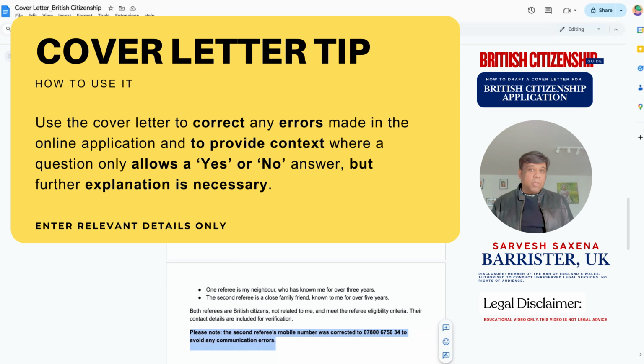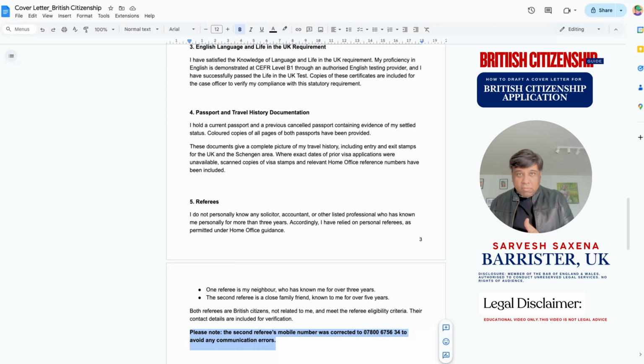You still have an opportunity to give the context or correct that information through the cover letter, because first you fill up the application form, then you pay the fees, and then you submit it. Once you submit it, you get an opportunity to book your biometrics appointment at the TLS contact website, and then upload the supporting documentation, right? Once you upload the supporting documentation, then you submit, and your job is done.